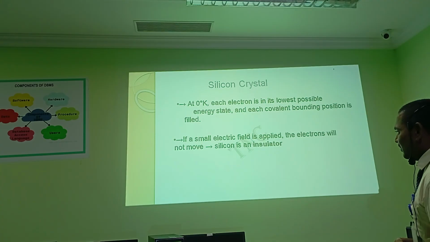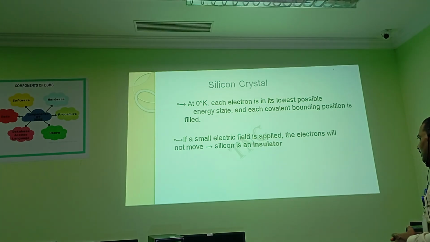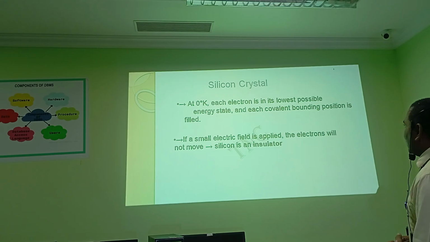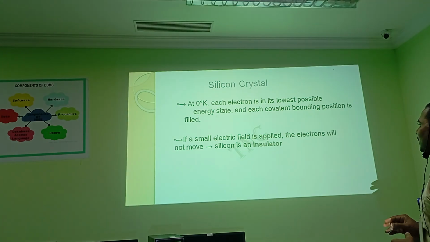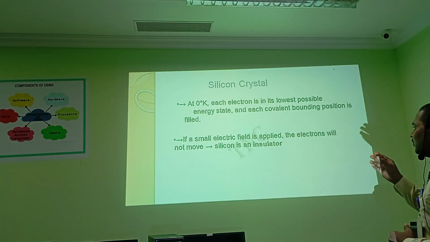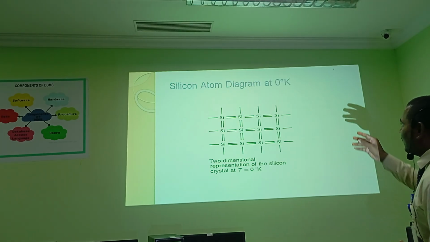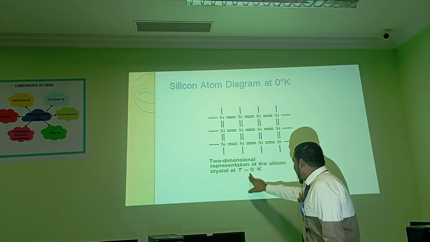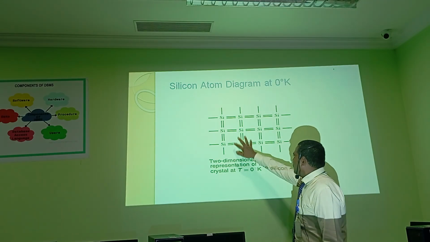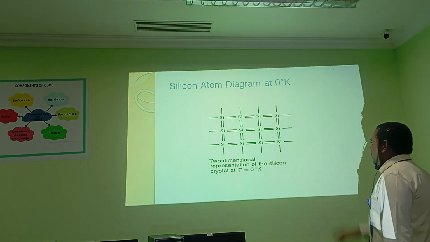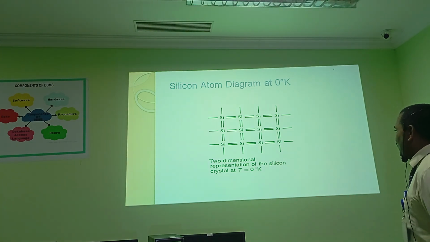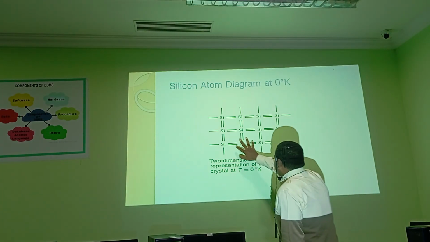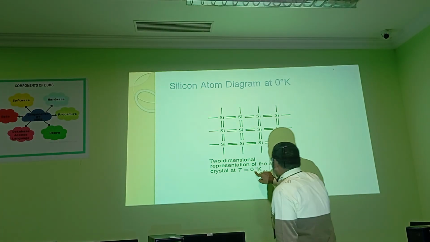The silicon crystal. The silicon crystal is a single crystal at 0 Kelvin, and each electron is at the lowest possible energy state, with each covalent bonding position filled. If a small electric field is applied, the electrons will not move. So silicon is an insulator. The silicon atomic diagram at 0 degree Kelvin forms the energy band in the semiconductor, a two-dimensional representation of the silicon crystal, as the temperature goes to 0 degree Kelvin.